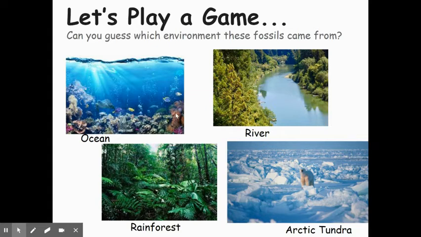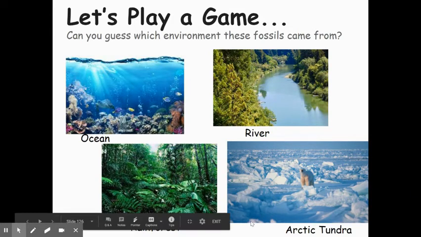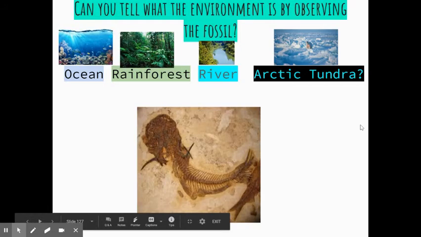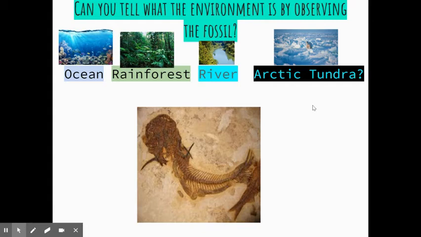The environments we're looking at today are ocean, river, rainforest, and Arctic tundra. That just means like a really, really cold place, like where polar bears and penguins live. Okay, so here we go. Ocean, river, rainforest, Arctic tundra. Which place is this fossil from? Take a guess. Ocean, rainforest, river, or Arctic tundra?